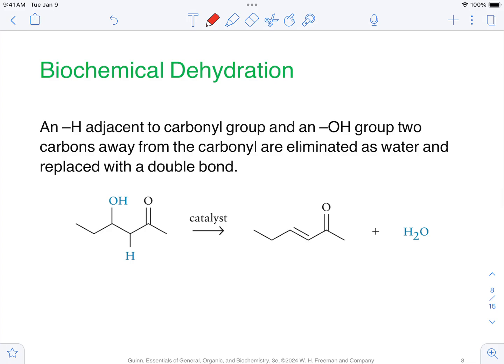If you have an H adjacent to the carbonyl group and an OH group 2 carbons away from the carbonyl group or next to the H, they are eliminated. So this again is the same in reverse. Remember, for hydration, we added the H that was next to the carbonyl carbon. Now we're going to eliminate that H and the OH. And you get your double bond here, and you get your water from your OH and H.